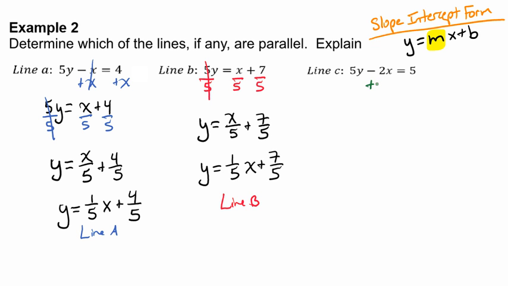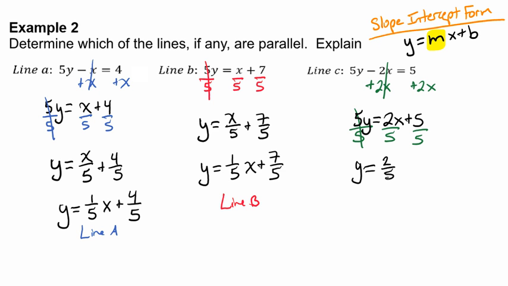So now we'll get line C in slope-intercept form. To do that, we'll add 2x to both sides, which will give us 5y equals 2x plus 5. Then we'll divide everything by 5, which will give us y equals 2 over 5x plus 1. And that is our line C.